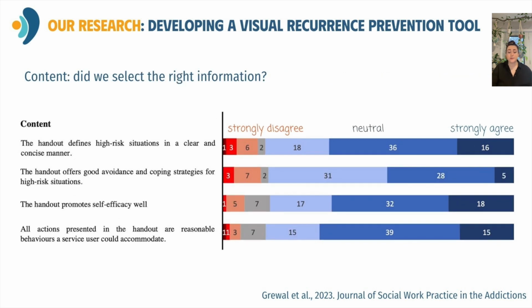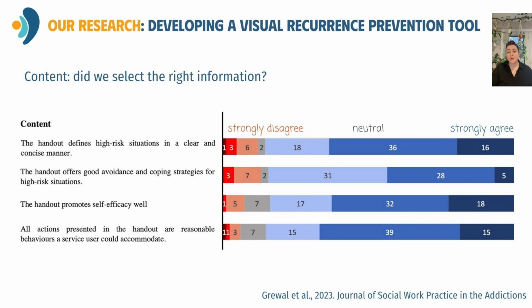We also asked questions about the content. So we wanted to know, did we select the right information to communicate? Here we asked things like, did the handout define high-risk situations in a clear and concise manner? Did the handout offer good avoidance and coping strategies? Did the handout promote self-efficacy as well? Were all actions presented in the handout reasonable, behaviors a service user could actually accommodate? So these questions were really important for understanding.